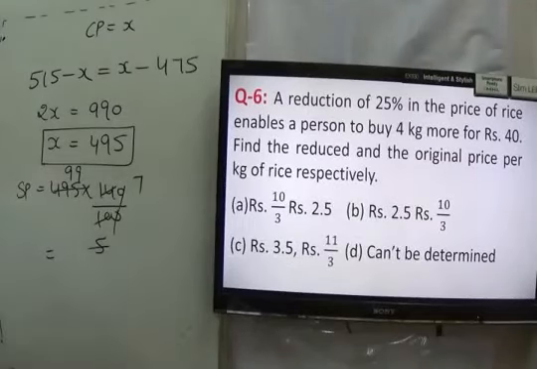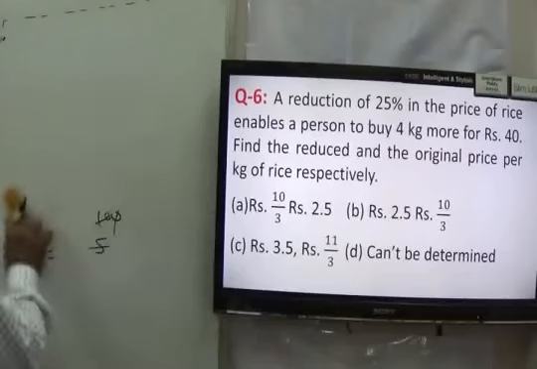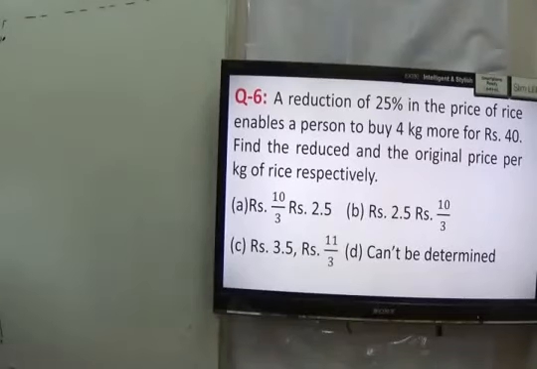Next, check out this question number 6. It is given that a decrease of 25% in the price of rice enables a person to buy 4 kg more for rupees 40. Find the decreased price and original price of the rice. Now when I look at this question, earlier in percentage also I told a question of this type. In this we just change our approach.